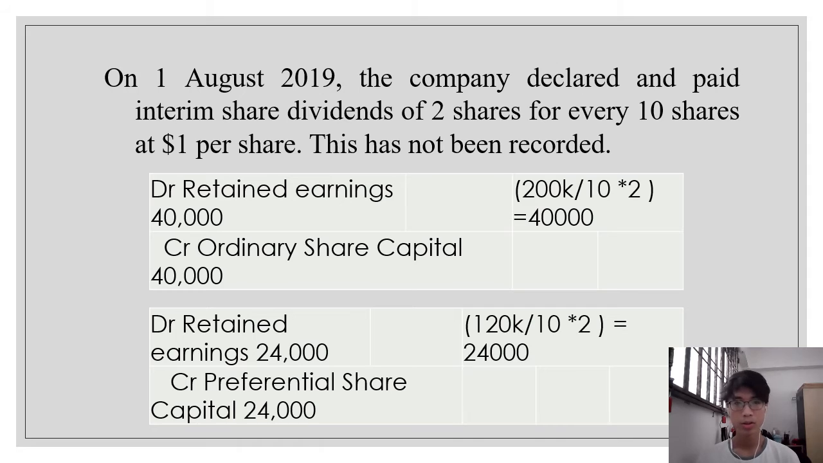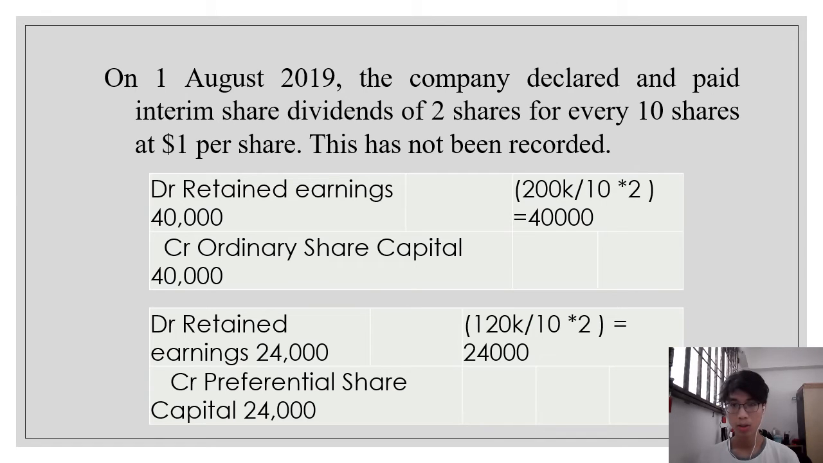Next, the question states that for 1st August 2019, the company declared and paid interim share dividends of 2 shares for every 10 shares at $1 per share. This has not been recorded. As such, both ordinary share capital and preferential share capital holders will be affected. Firstly, we have to debit retained earnings because to pay dividends, that's where we have to use accumulated profits of the company.